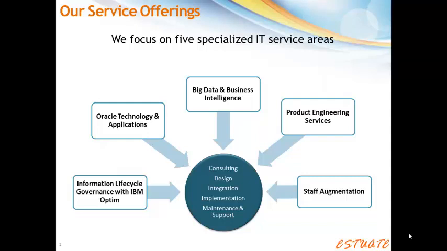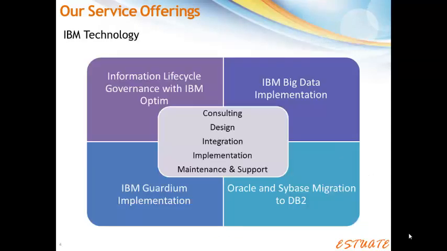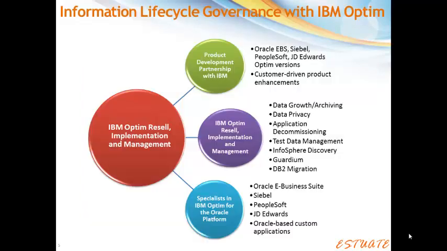To talk a bit more about what we do with IBM products, we are basically into the information lifecycle governance with IBM Optim. We are also the implementation partners for IBM Big Data and Guardian. And we do a lot of DB2 migrations as well. With respect to what we do particularly well with Optim is we are a product development arm for IBM, where we develop the connectors for the Oracle suite of products and other custom applications. And it is the first time in the history of IBM that such a product development was outsourced from the IBM labs, basically.